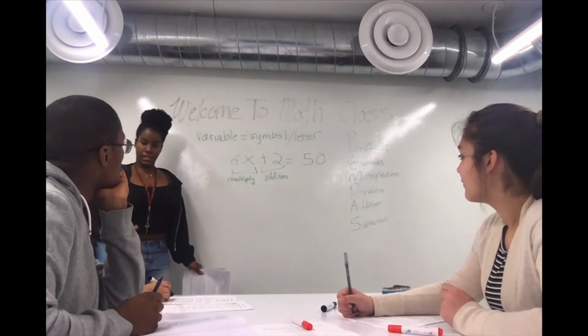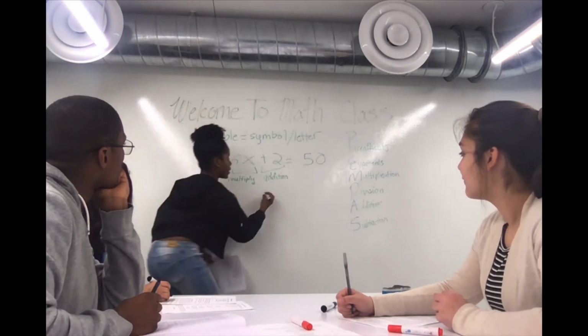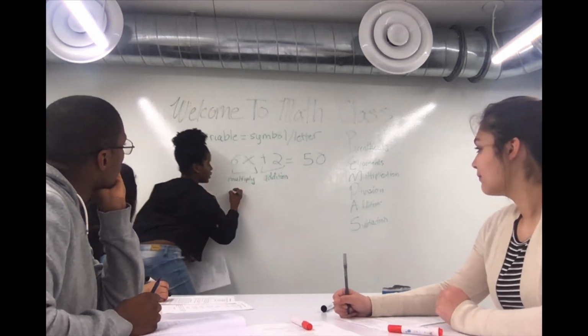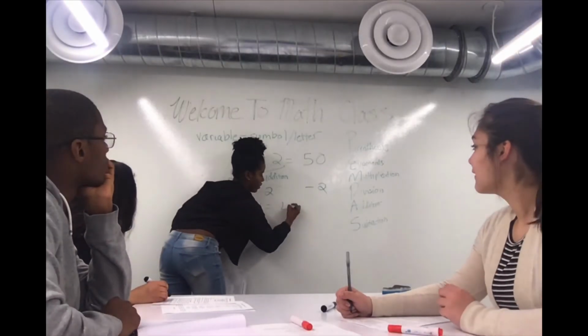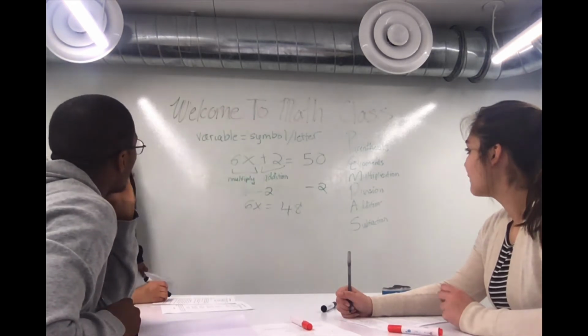The addition would come first. So what's the opposite of addition? Subtraction, because you're going to have to do the opposite of the operation and in the opposite order. So you would subtract 2 from both sides. So you get 6x equals 48.